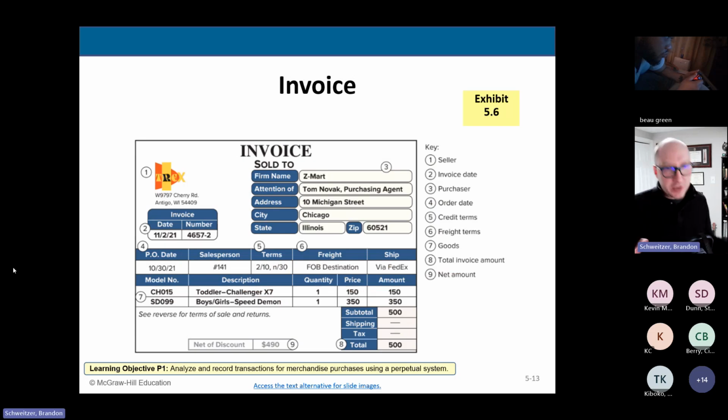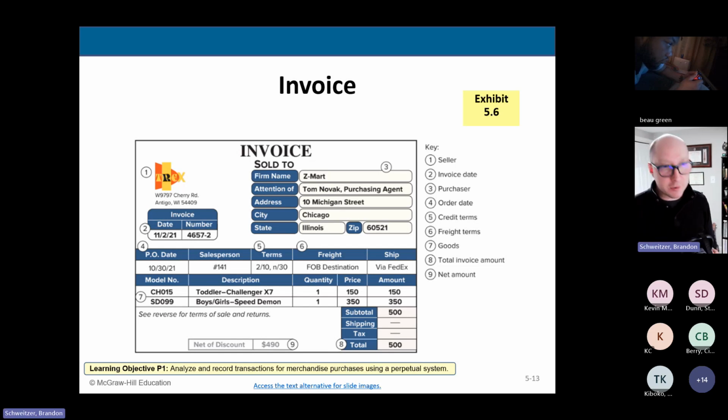Here we have an example of an invoice that the retailer will receive. Number one is who our vendor is. Number two is the date of the invoice, a really important date. Number three is our information, the retailer's information. Number four is the purchase order date. This is when we said, hey, vendor, this is what we need, how much we need, etc. That's the date we sent the purchase order to the vendor. Vendor fulfilled it, and now we're receiving the invoice.